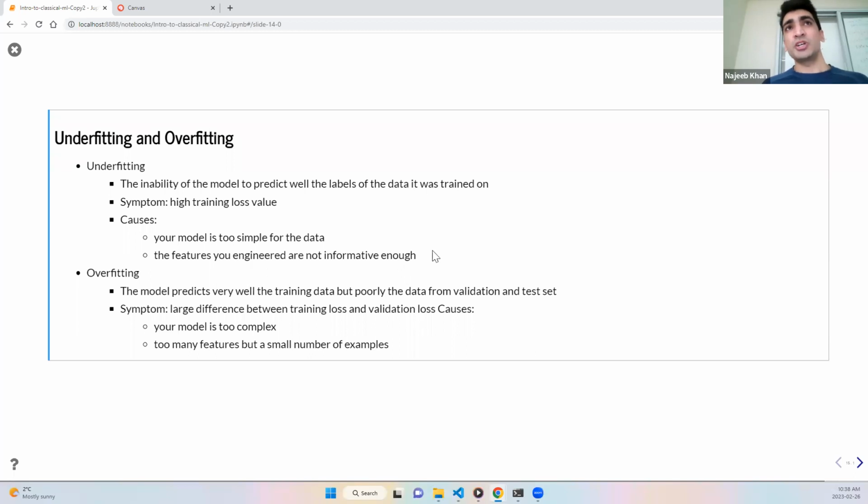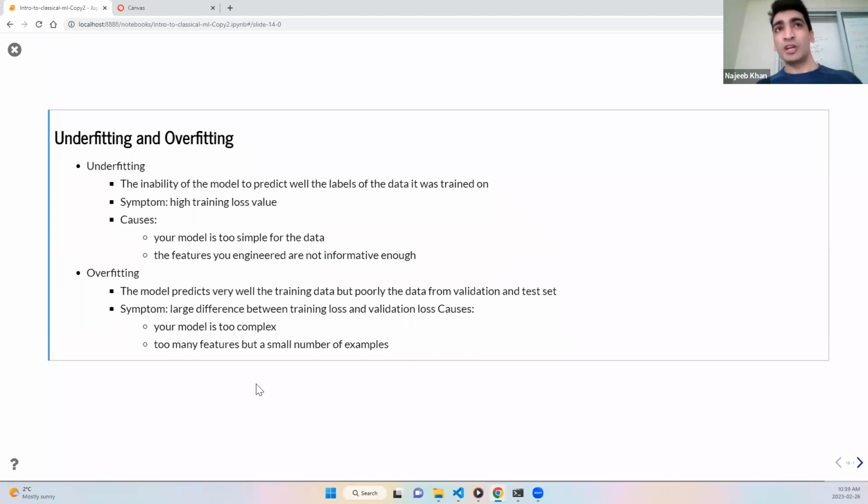The features you engineered are not informative enough. The second cause of underfitting would be that the inputs to the model are not informative. For example, you are predicting the direction of the car based on the pressure in the tire, or just predicting the wealth of a person from their face. If the features are not informative, then you can't do the prediction. So it's underfitting. Overfitting is the opposite of it.